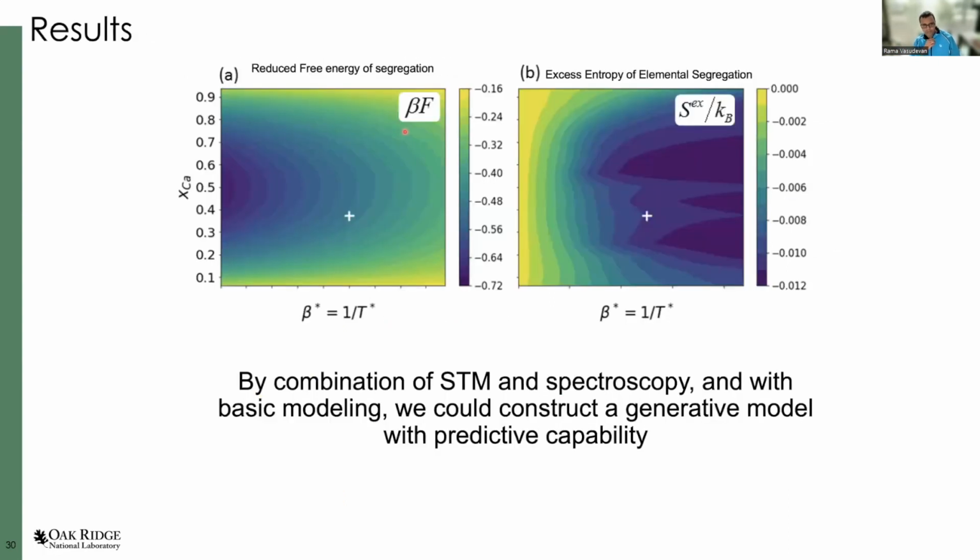And if we actually look at this particular generative model, we can, for example, look at the reduced free energy of segregation as a function of the calcium content. We can also look at, for example, the excess entropy of elemental segregation. These are technical details, but this shows you that you can compute all of these things now that you have this generative model, right? So these are very difficult to compute normally otherwise.